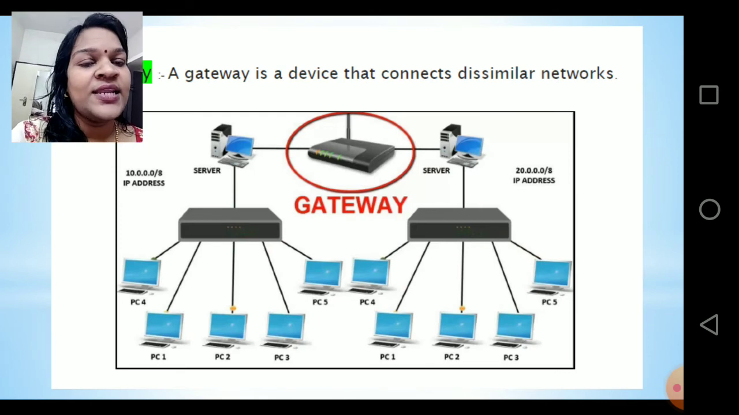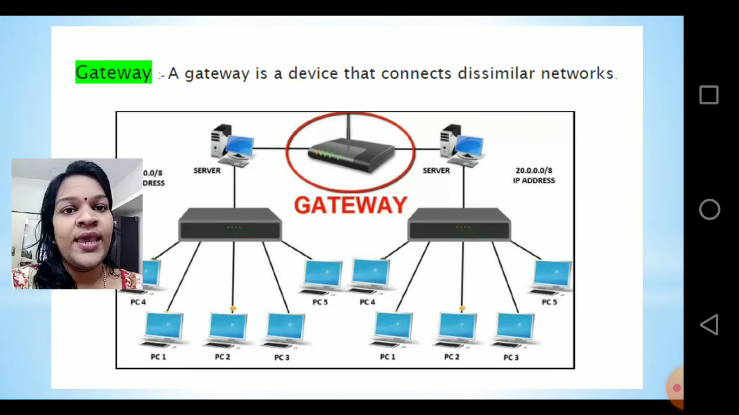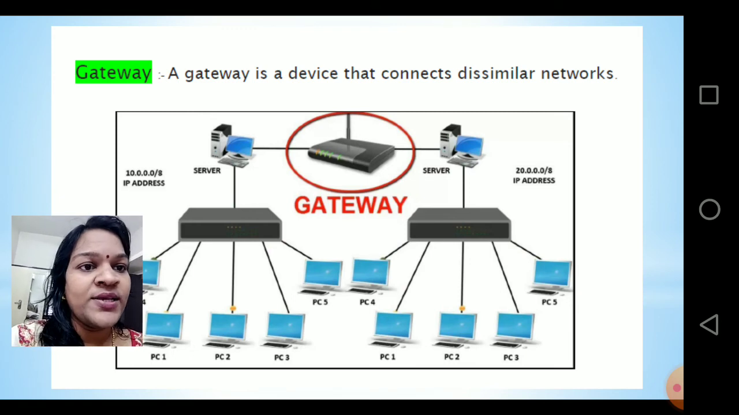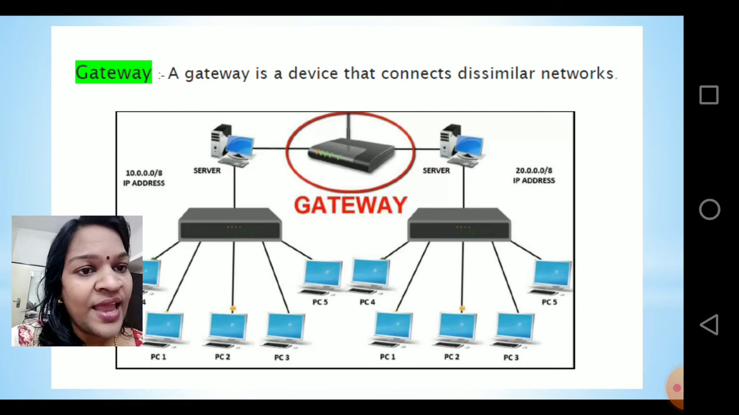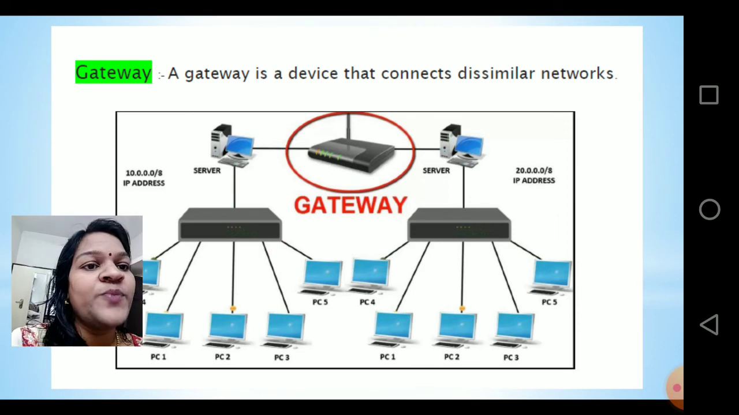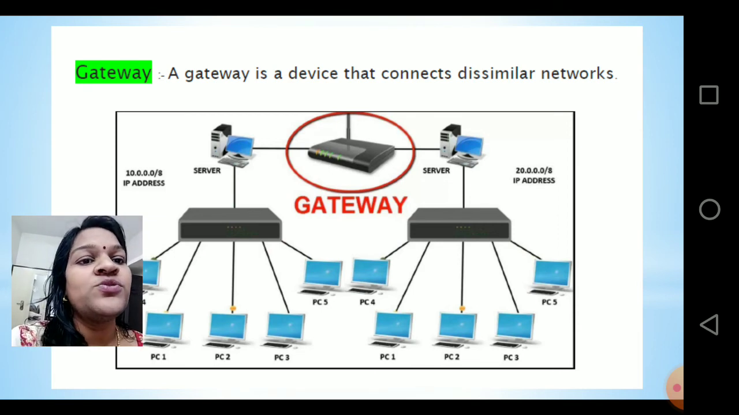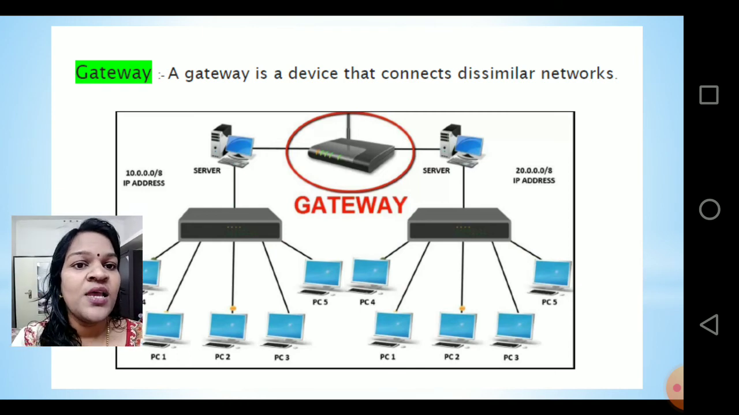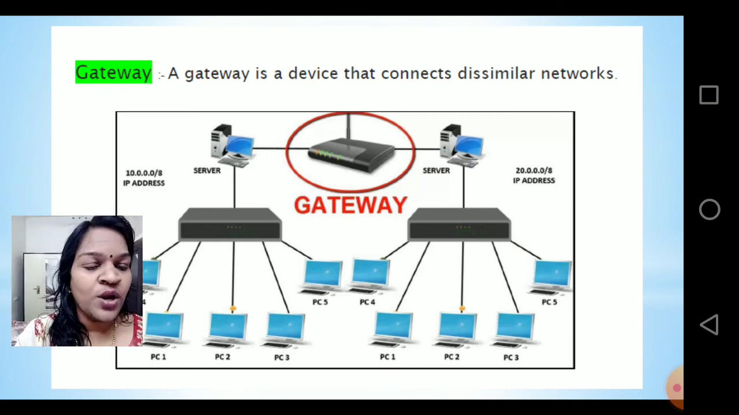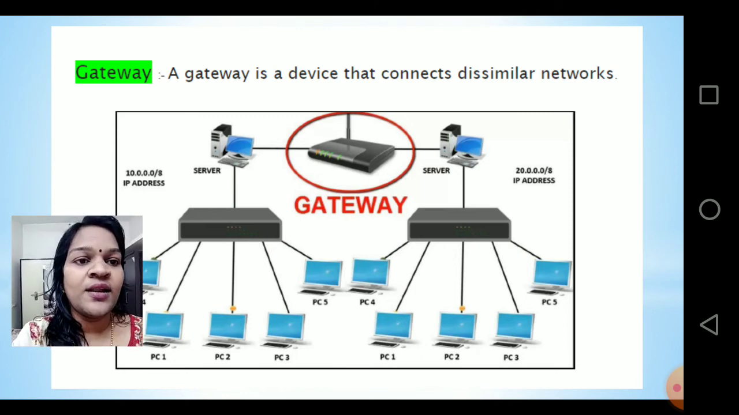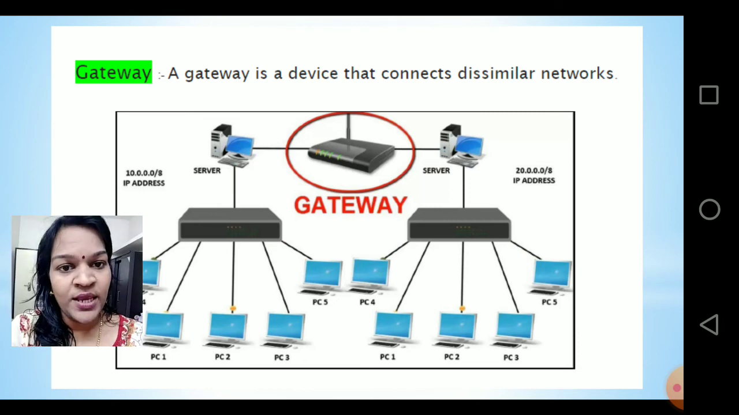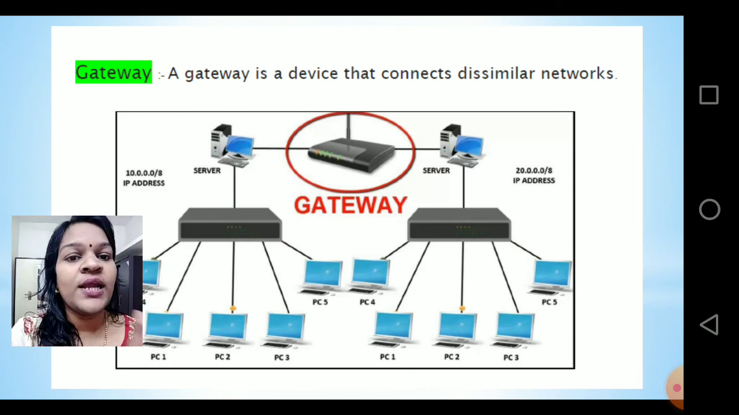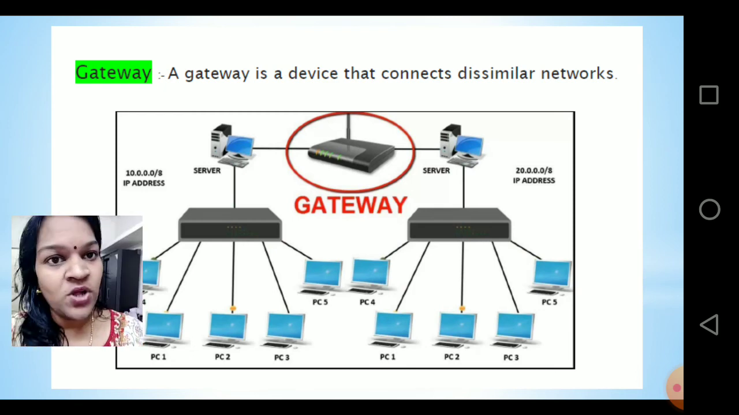Gateway is another device. Here there are two routers, and both are different networks. I'm connecting two different networks using a device known as a gateway. In one router we have many computers, and in the second router we again have many computers. Both networks are actually connected using a gateway. So that's also a network device.